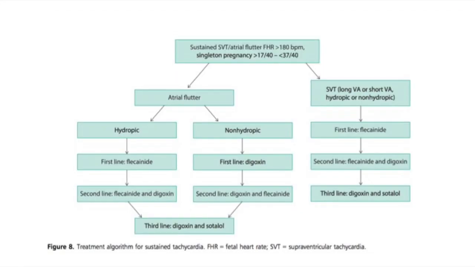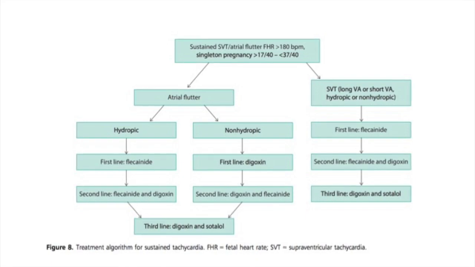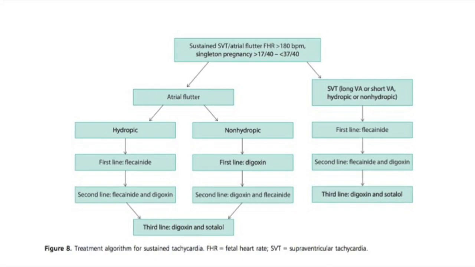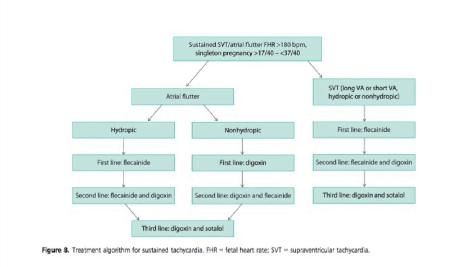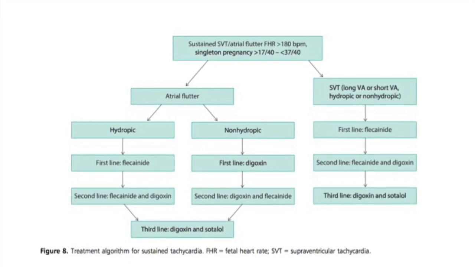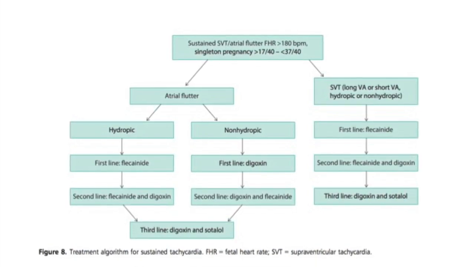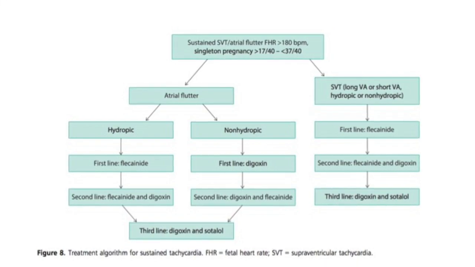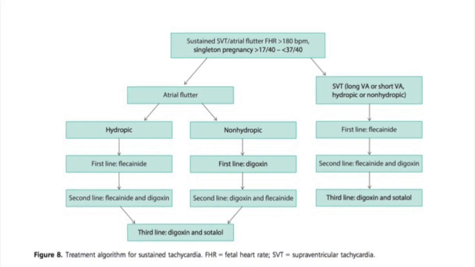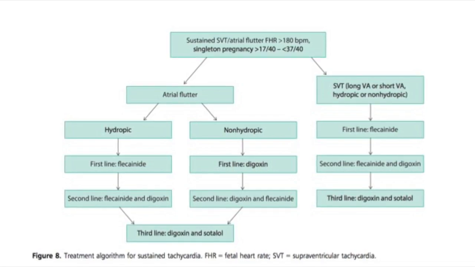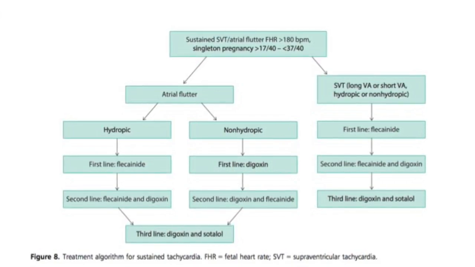Okay, so this then leads us on to the next flowchart, which talks about sustained SVT and atrial flutter, fetal heart rate greater than 180 in a singleton pregnancy that's over 17 weeks and less than 37 weeks. Then it goes on to say if it's atrial flutter and is hydropic, the first line is flecainide, second line is flecainide and digoxin, and third line is digoxin and sotalol.